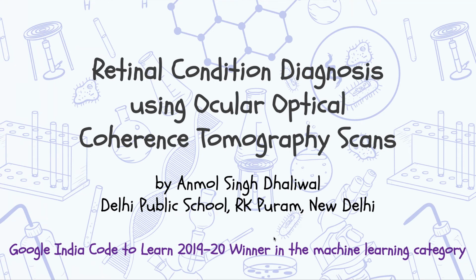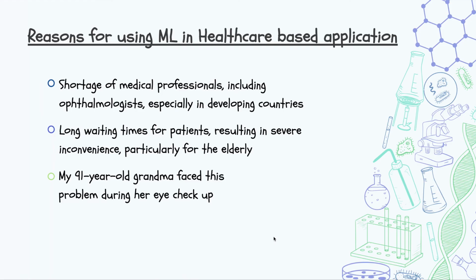This category challenged Indian students in grades 11 and 12 to create machine learning applications using Google Cloud's state-of-the-art AutoML Vision, meant for images, or AutoML Natural Language, meant for text. The first step was selecting a project.